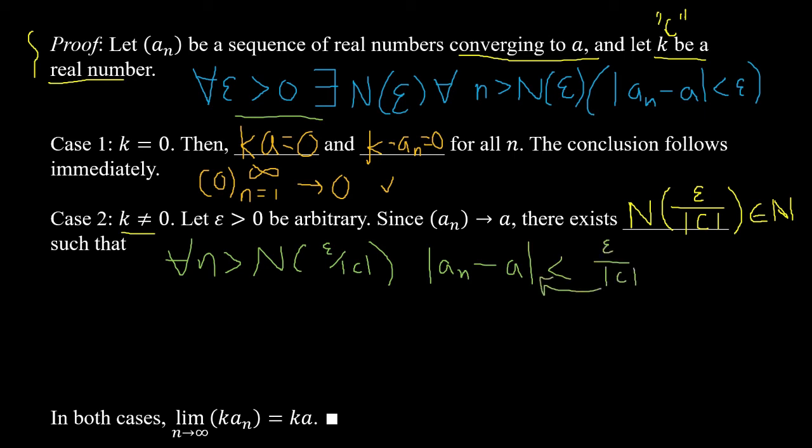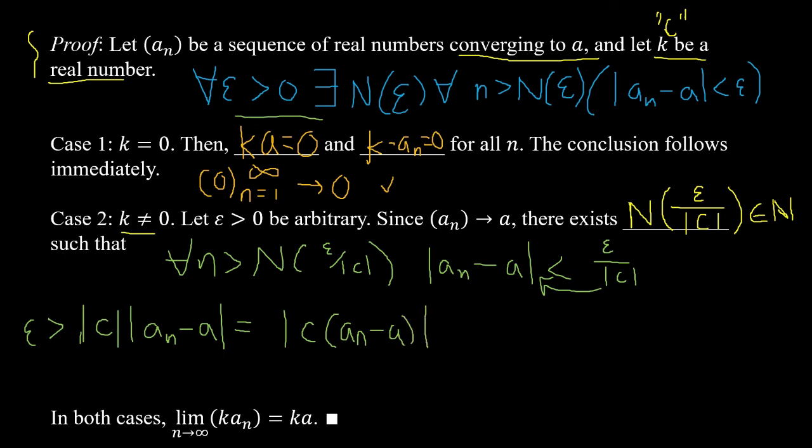Let's multiply both sides by the absolute value of c. I get the absolute value of c times |a_n - a| is less than epsilon. Well, this is the same thing as |c(a_n - a)|, because the product of the absolute values is the absolute value of the product. And if I distribute this c right there, I can conclude that |c a_n - c a| is less than epsilon. And that's all I had to show, right?